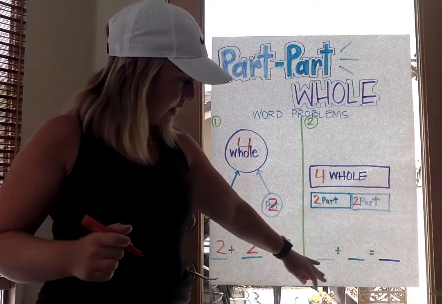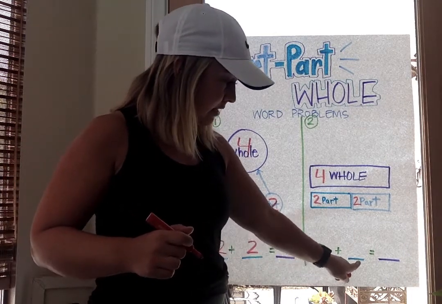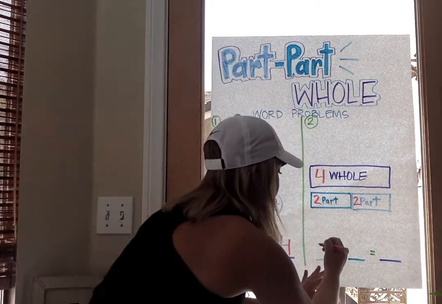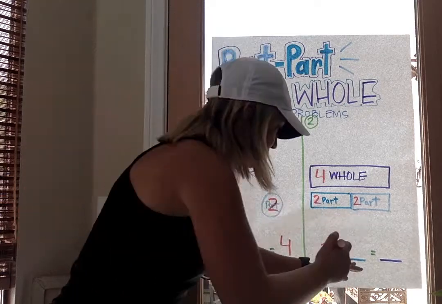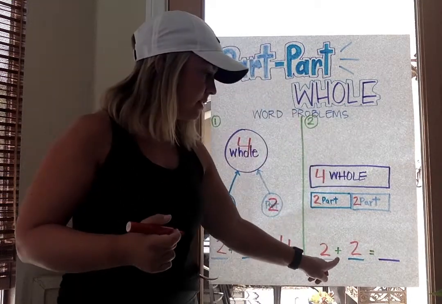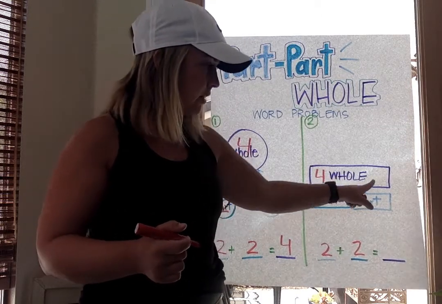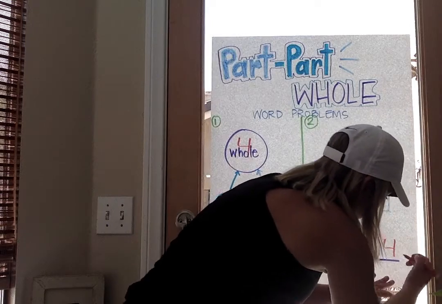So now let's go down here and fill in our equation. Blank plus blank equals blank. What is our first part? 2. Plus, what was our second part? 2. So 2 plus 2 equals how many all together? How many was our whole? 4. Awesome job. I am so proud of you guys, ESY squad.